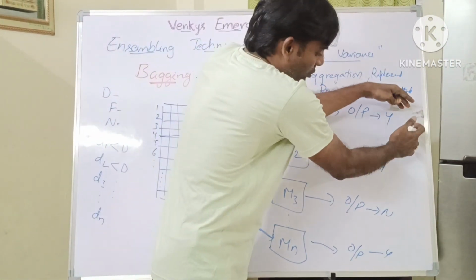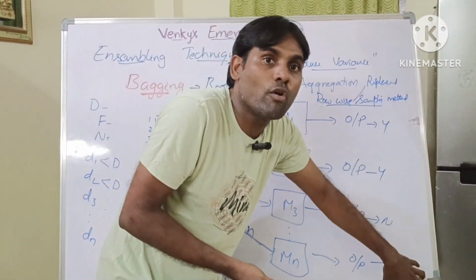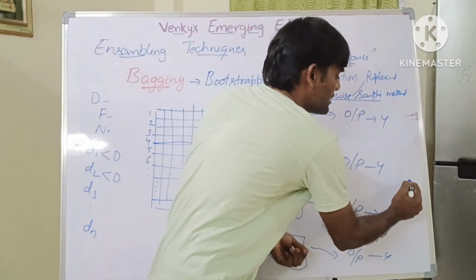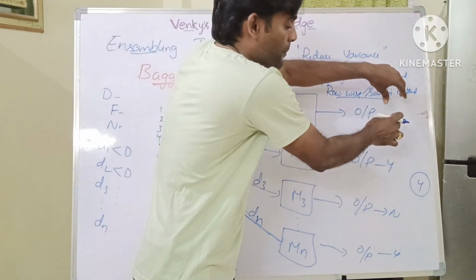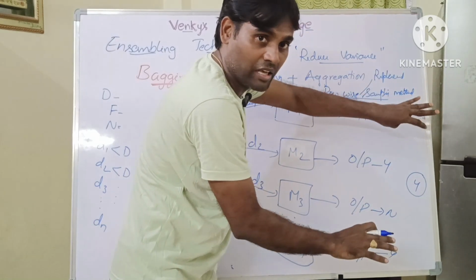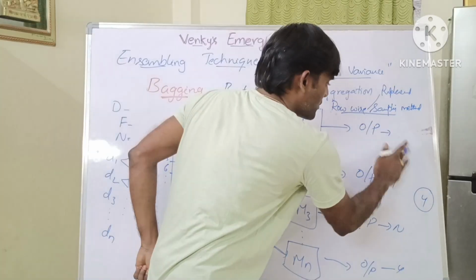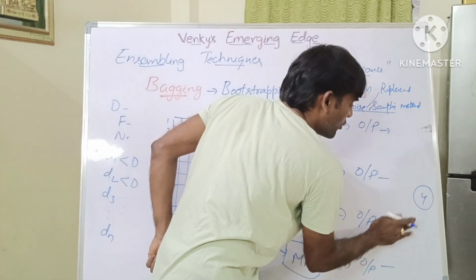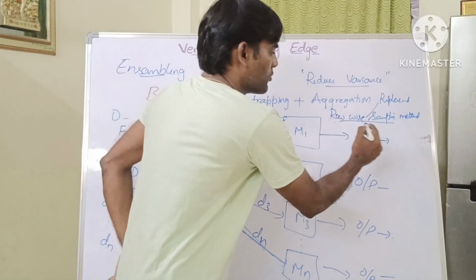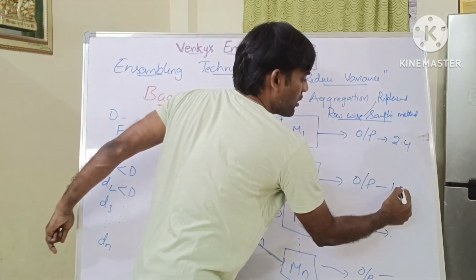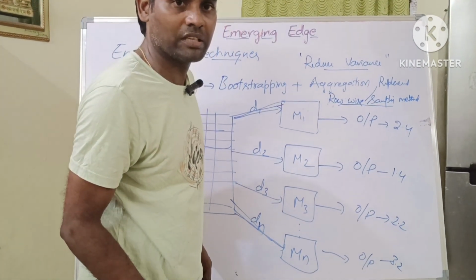Now, if this is a regression technique, then what is the output? Regression means, I think all of you know that, we get only one value, an absolute value. It may be a continuous value. So the first model gives 2.4, the second model 1.4, the next model 2.2, the next model 3.2, like that. Is it clear? So in case of regression, we are aggregating all the values. We finally get some value, the mean value. So that is the main difference. That means this is applied for either classification or regression.